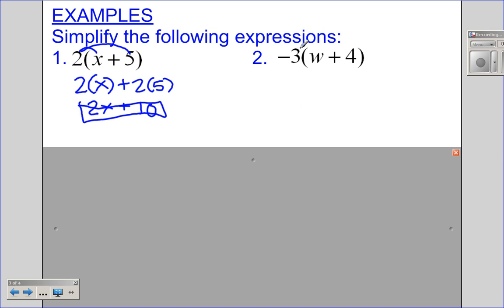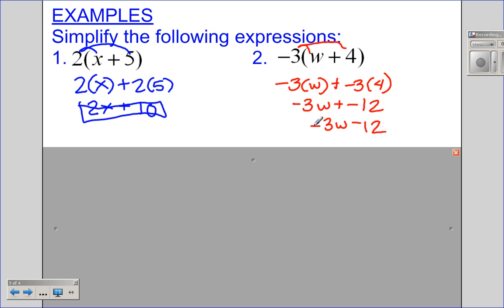Looking at example number 2, very similar, except now we have a negative number here in the front. So when I distribute, I'll just have to make sure I remember my multiplying by negative rules. So I have negative 3 times w plus negative 3 times 4. So negative 3 times w is negative 3w plus negative 3 times a positive 4 would be a negative 12. I could leave my answer like this, but I can write it a little bit nicer, so I don't have to be so redundant with all my symbols here. If I'm adding a negative, that's the same thing as subtracting, so I can just write negative 3w minus 12. And there's my answer for that problem.